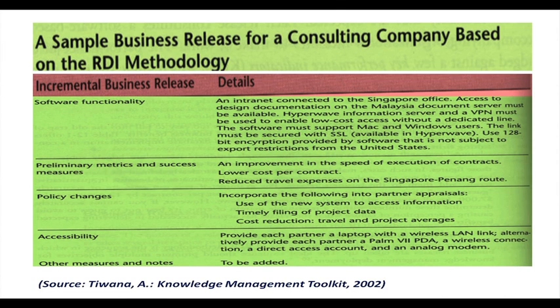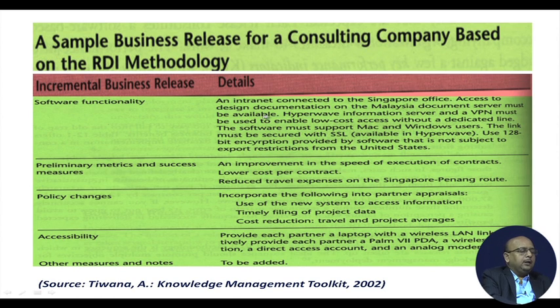See, so what kind of software functionalities, metrics and success measures, policy changes, accessibility. So, how are we going to make certain changes, right. For example, the internet connection in the Singapore office has to be connected with the Malaysian office. So, you need virtual private networks. Okay. It should support both kinds of users, Mac users as well as Windows users. So, this is the system requirement, okay, that we have been talking about.